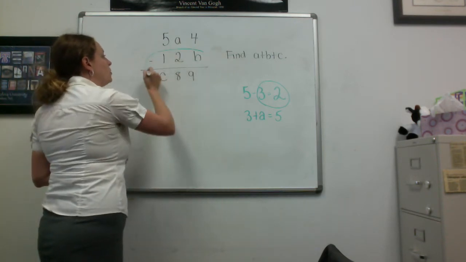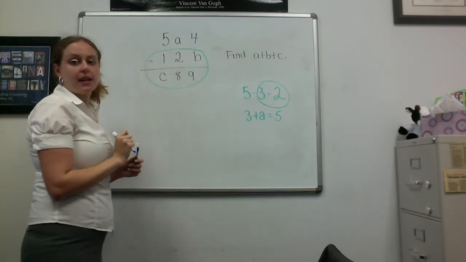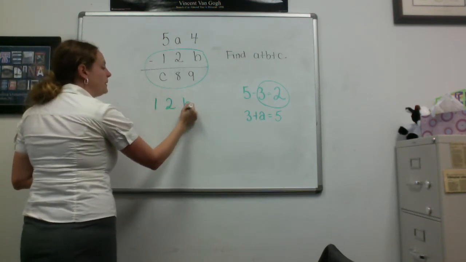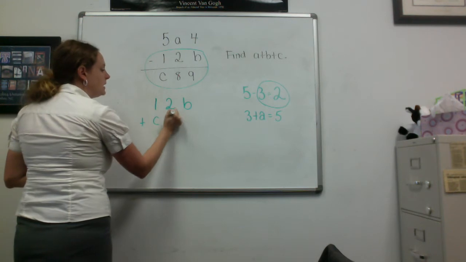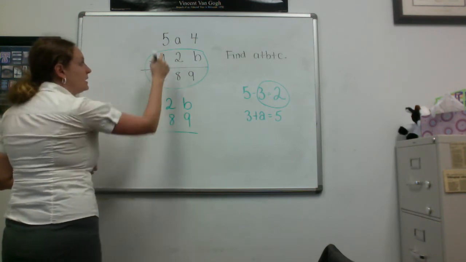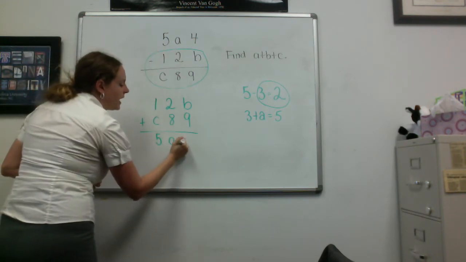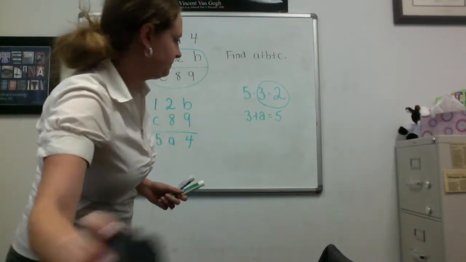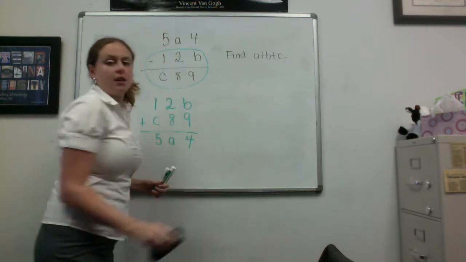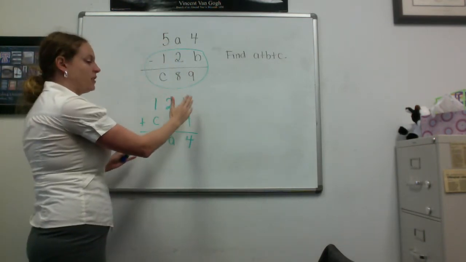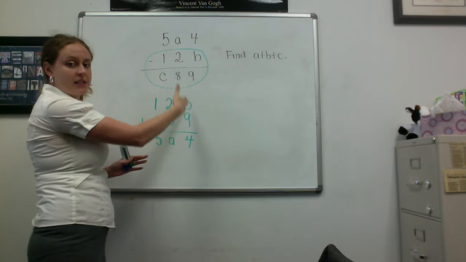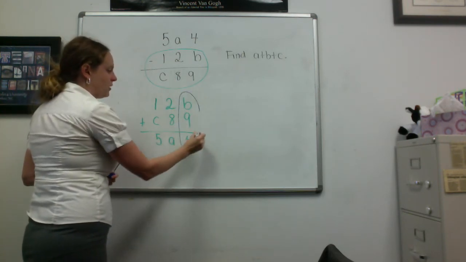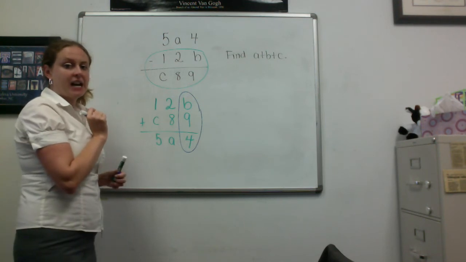So I'm going to do that process with this problem that I was given. These are my two smaller numbers, following the same pattern. So I should be able to take 12b and add it to c89 to get 5a4. So this is the problem that I'm going to work. We usually add starting on the right and moving over. We start at our ones place, or units place. So that's where I'm going to start, right here with the b, 9, and 4.